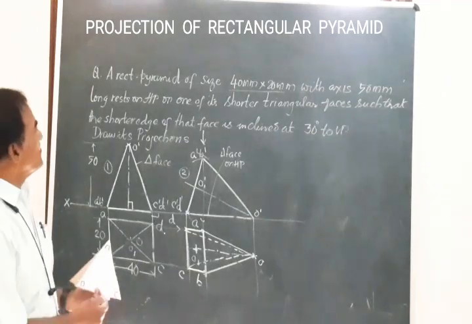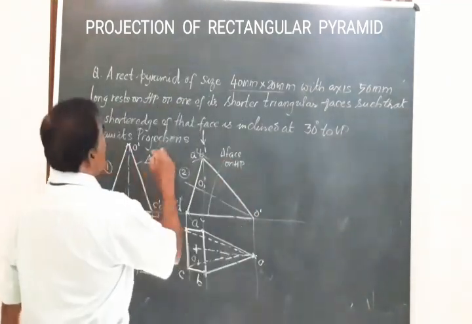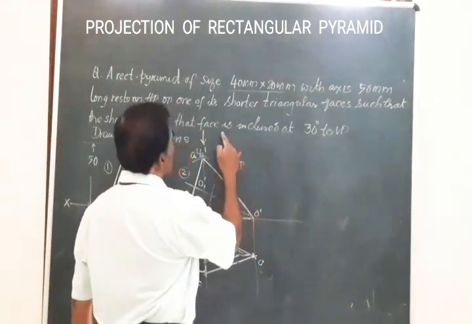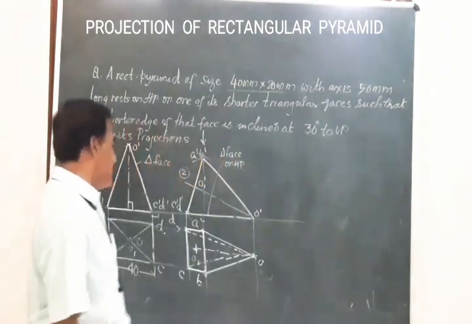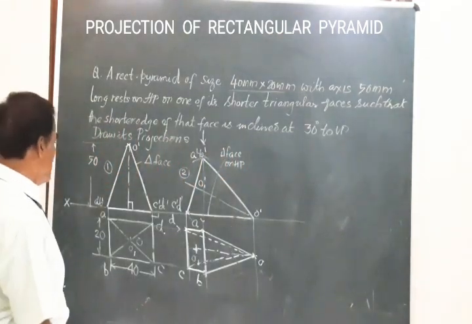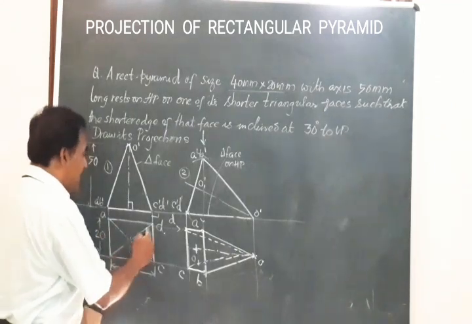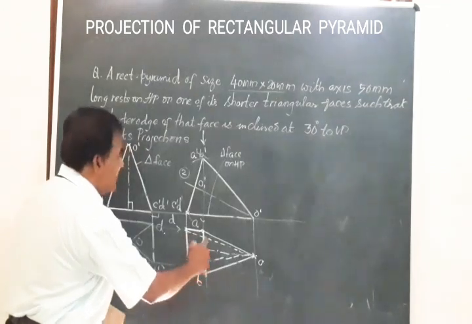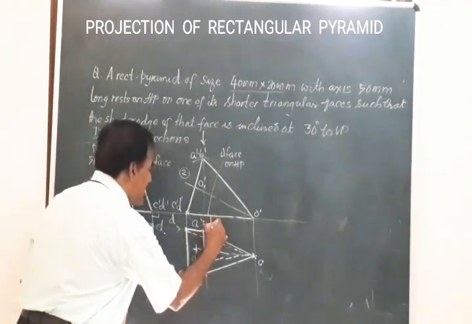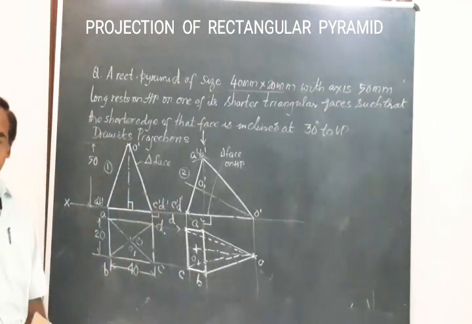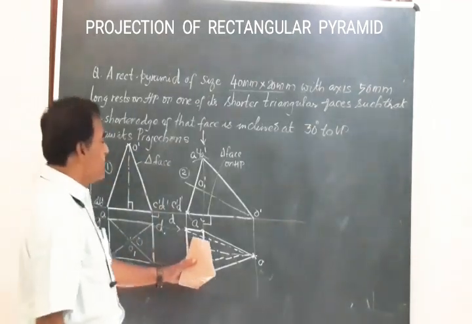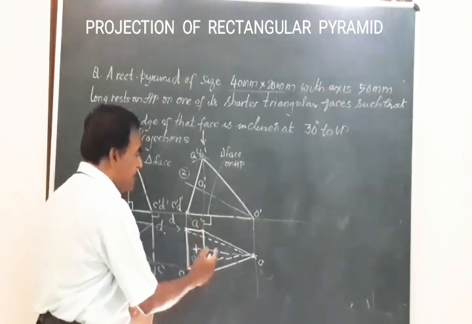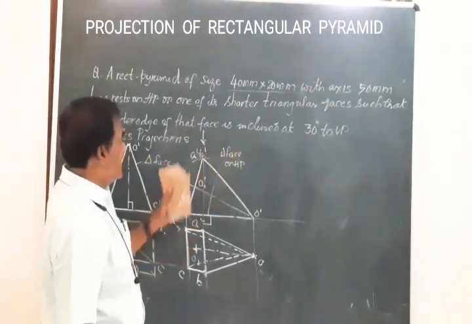Finally, he says, draw the projections of the solid when the shorter edge of that face is inclined at 30 degrees to VP. Which is the shorter edge? Shorter edges are AB and CD. AB is here, CD is here. So now AB and CD are at 90 degrees to the vertical plane. Now finally I have to redraw this figure such that this AB or that CD makes an angle of how much? 30 degrees to VP.